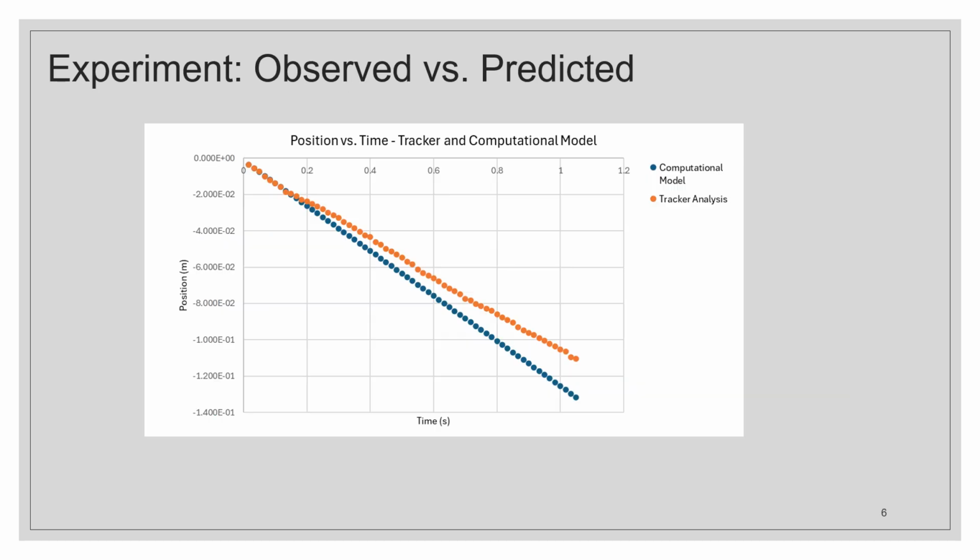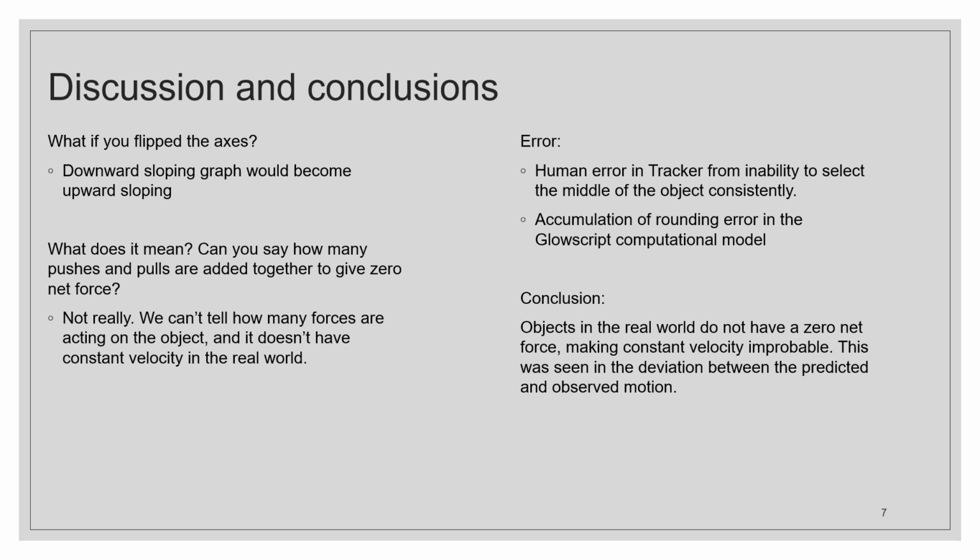The resulting graph shows both the observed and predicted motion, and it can be seen that they are very similar in the beginning but start to deviate as time increases. The orange line representing the tracker analysis becomes less steep, indicating a decreased velocity due to the non-negligible effect of friction and air resistance that leads to a non-zero net force. The physical object thus does not move at constant velocity, and the computational model is unable to predict that due to the lack of correction for these forces.